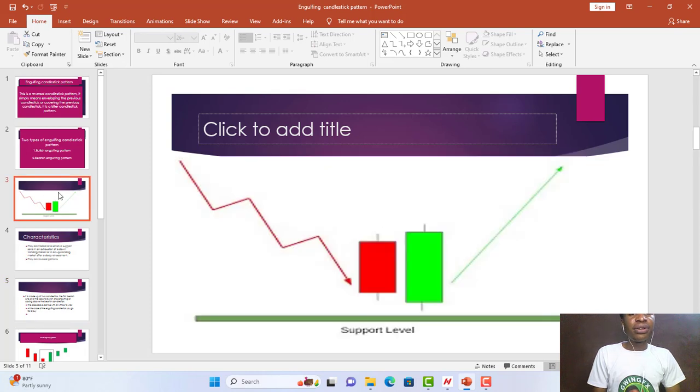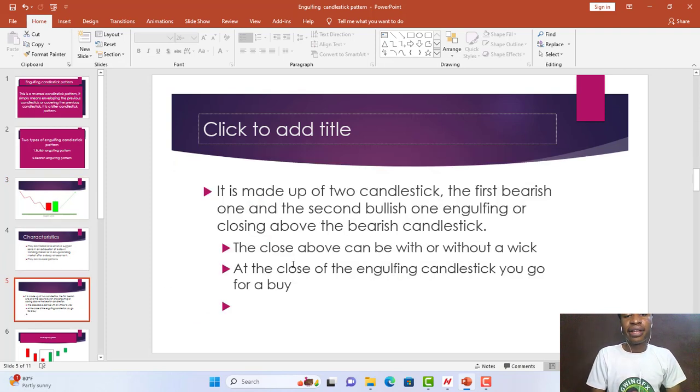Right, two candlesticks just like this. The first the bearish one, the second the bullish one. If you use the red color to represent the sellers, that's good. But the bullish candlestick, no matter the color you are using, must engulf the bearish candlestick, closing above. That is, it must close above. Then you can now go for your buy in the market. The close above is a must for you to call it an engulfing candlestick.